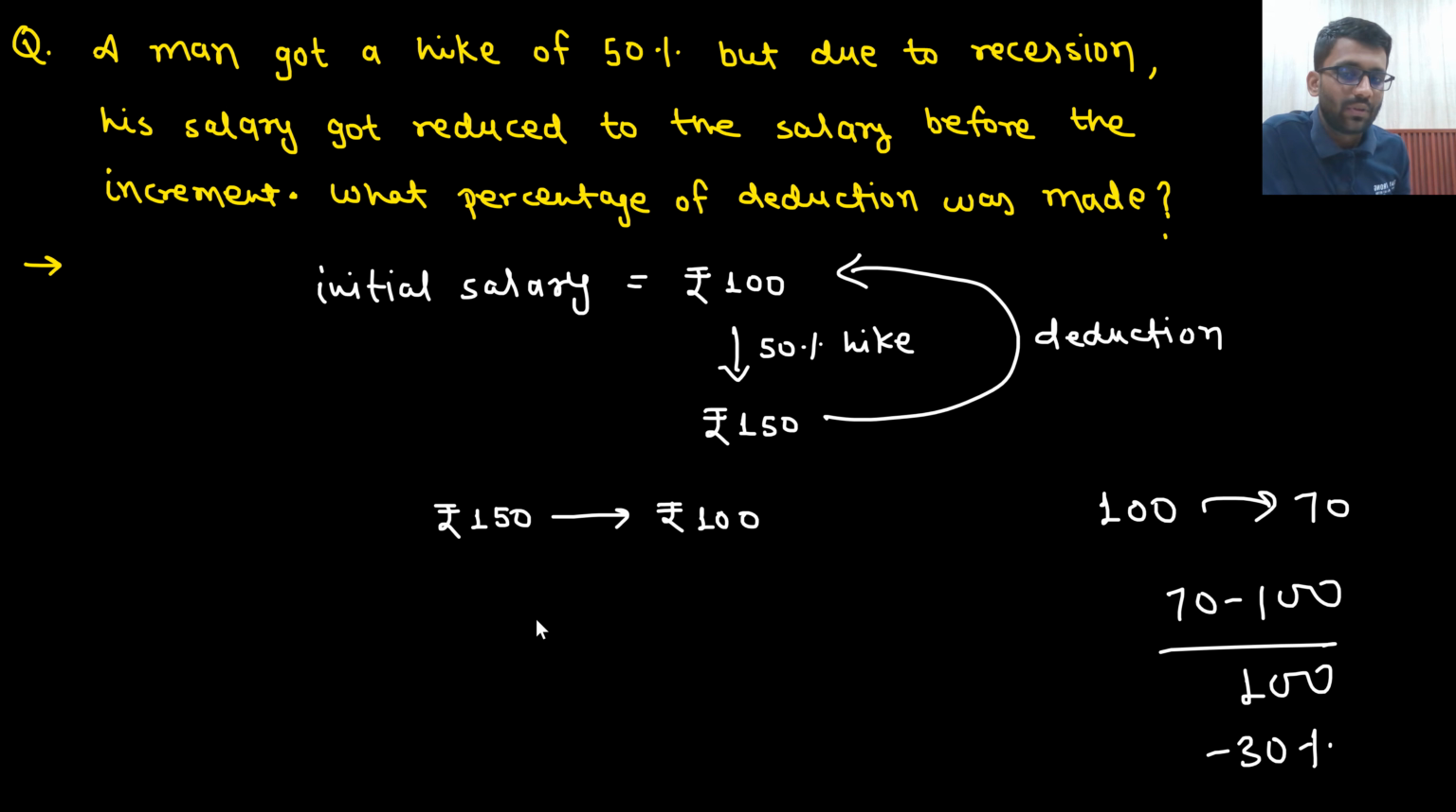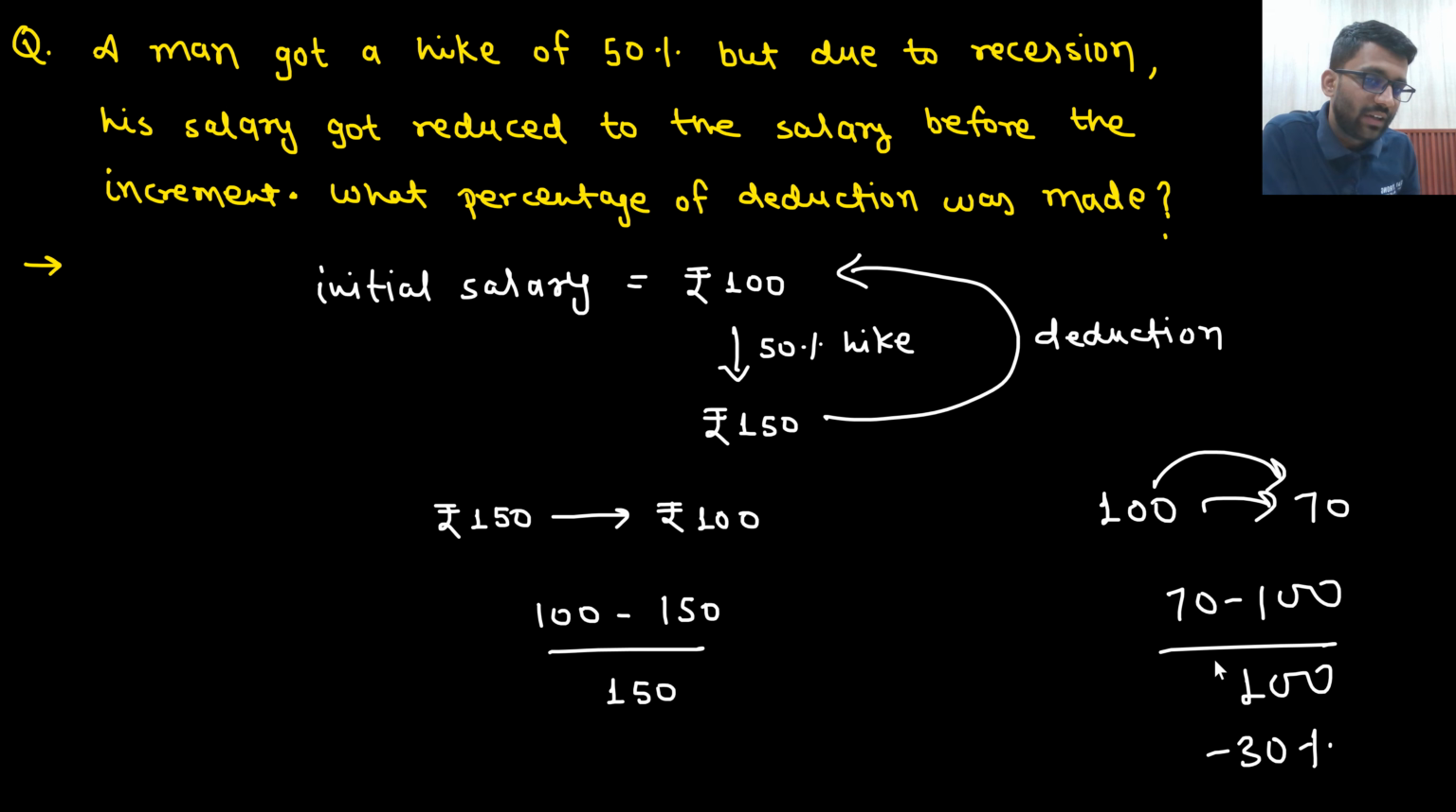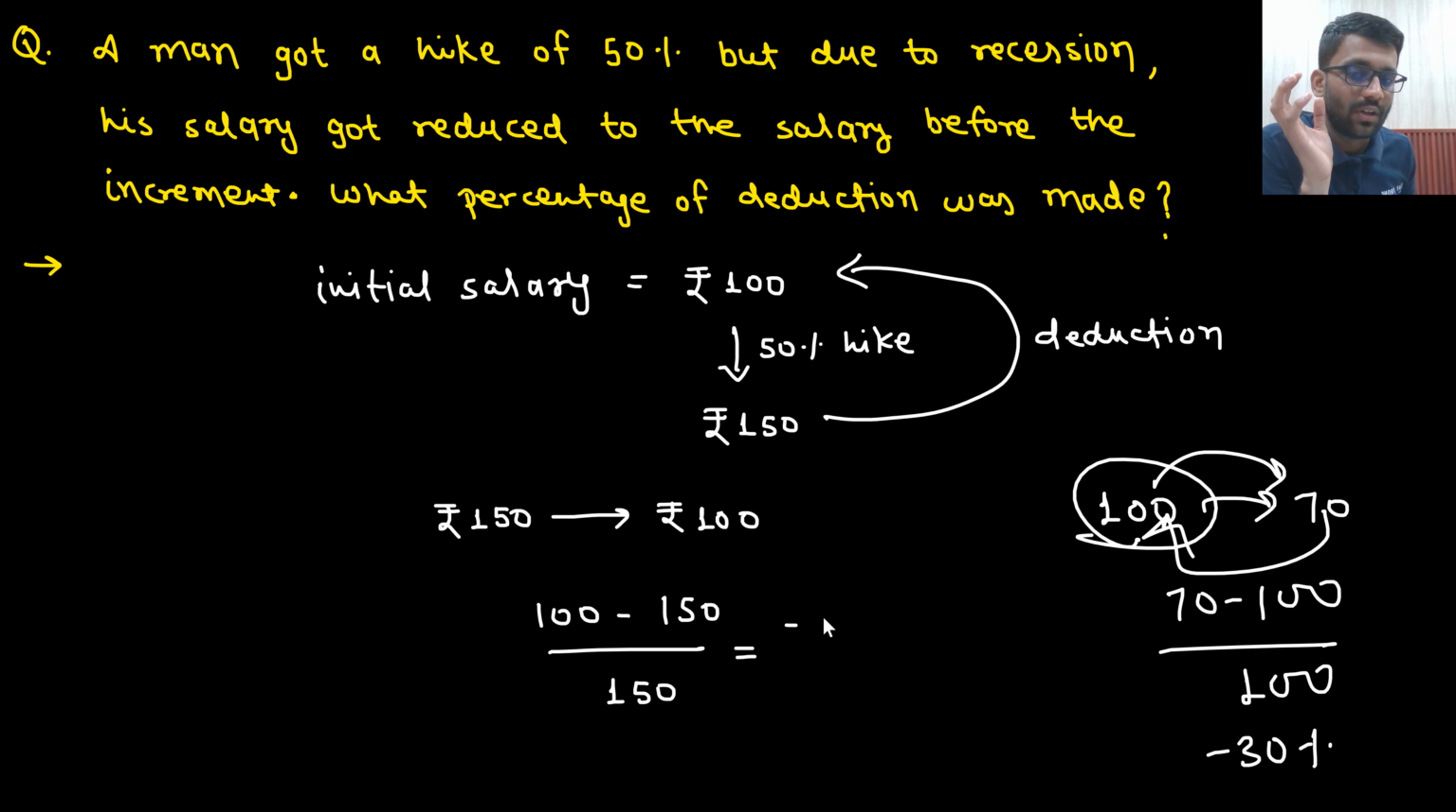So what I will do? 100 minus 150 divided by 150, into 100%. From 100 to 70 I went, so I lost 30%, which is 70 minus 100 divided by 100. Similarly, 100 minus 150 divided by 150. So you can solve this, you will get minus 33.33%. So basically there was a reduction of 33.33%.